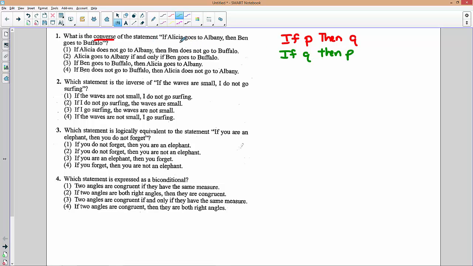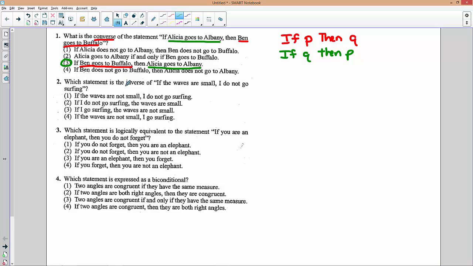All right, so Alicia goes to Albany is P, and Ben goes to Buffalo is Q. So we're looking for them to be switched, right? So I'm looking for Ben goes to Buffalo. So there it is. Ben goes to Buffalo, then Alicia goes to Albany. So that's the converse.